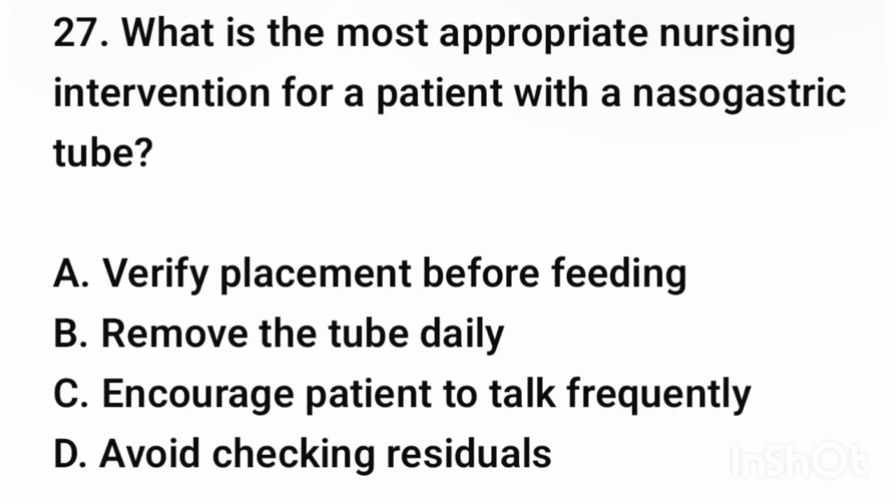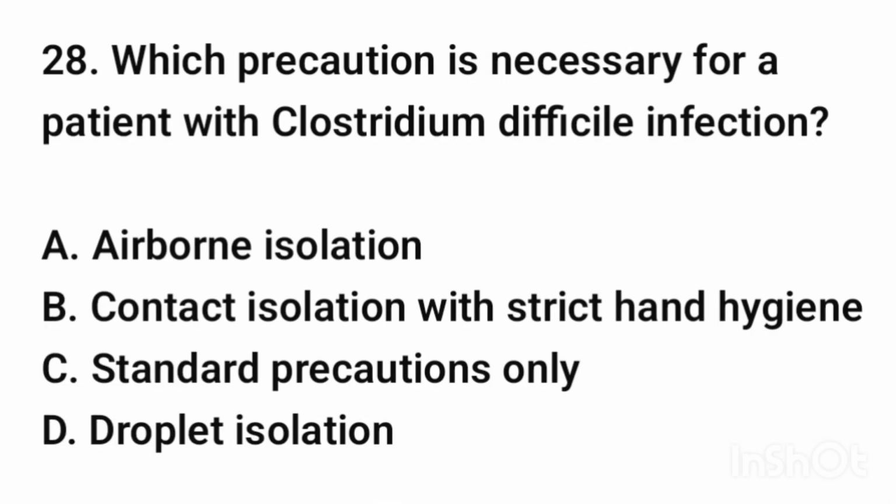Question number 27. What is the most appropriate nursing intervention for a patient with a nasogastric tube? The correct answer is option A. Verify placement before feeding. Question number 28. Which precaution is necessary for a patient with Clostridium difficile infection? The correct answer is option B. Contact isolation with strict hand hygiene.